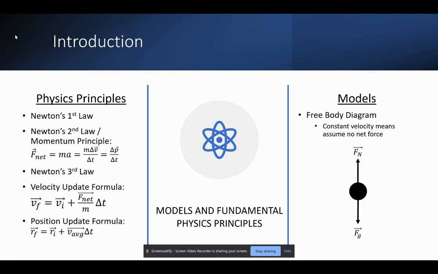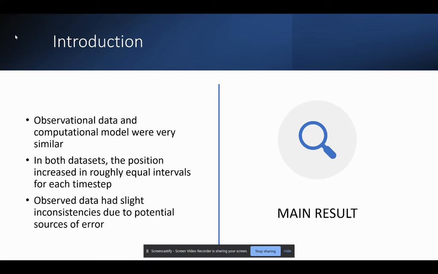For example, the gravitational force exerted downward on the object is opposed by the normal force with the same magnitude in the opposite direction. These equal and opposite forces exemplify Newton's third law, which states that every action has an equal and opposite reaction. Once we know F net, we can plug it into the velocity update formula, v final equals v initial plus F net over m times delta t. And in general, once v initial and v final are known, both values can then be used in the position update formula, r final equals r initial plus v average times delta t.